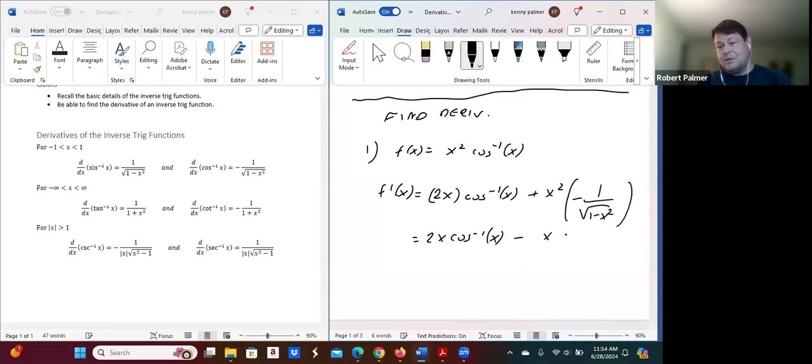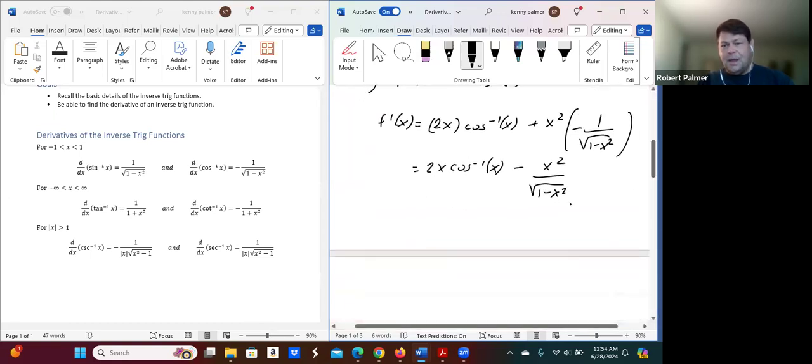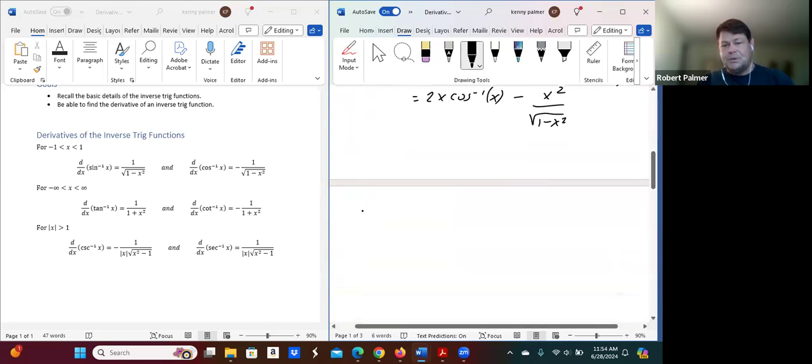Minus x squared over the square root of 1 minus x squared. Okay. Now, let's do one more that involves the chain rule, and let's also do it a bit differently. All right, so let's say we have this.